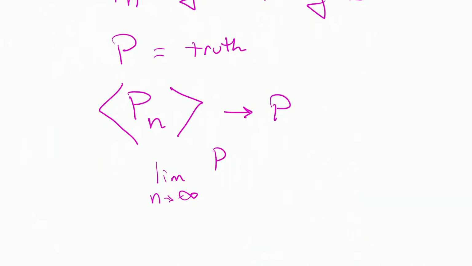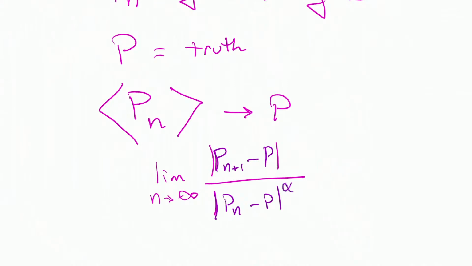We have the absolute value of P sub n plus 1 minus P over the absolute value of P sub n minus P to the alpha. Let me get rid of this. Sorry. And we want this to equal a finite number. Okay, well, we'll notice what's going on here. I think we can figure out what alpha is pretty easily.